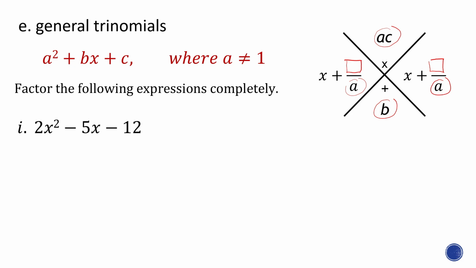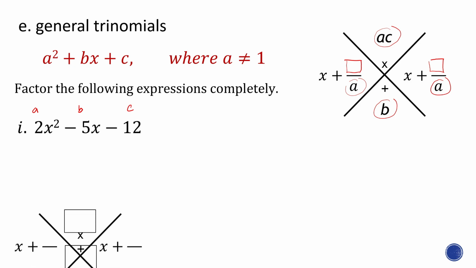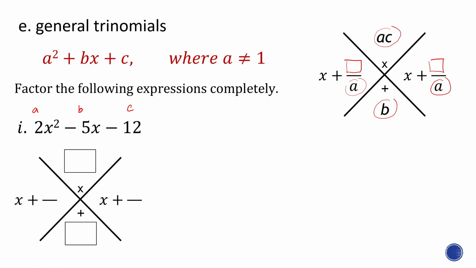From those two numbers, we will be able to find the factors of 2x squared minus 5x minus 12. But first, what is A, what is B, and what is C? Okay, so that's easy. A is the leading coefficient, B is the coefficient of the second term, and C is equal to the constant number. All right, so let's do this now.